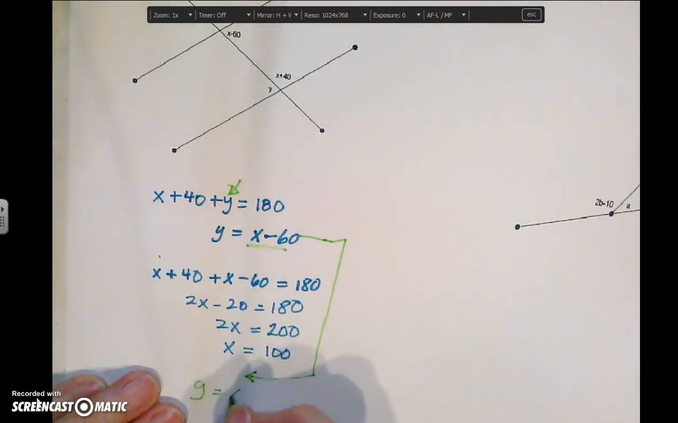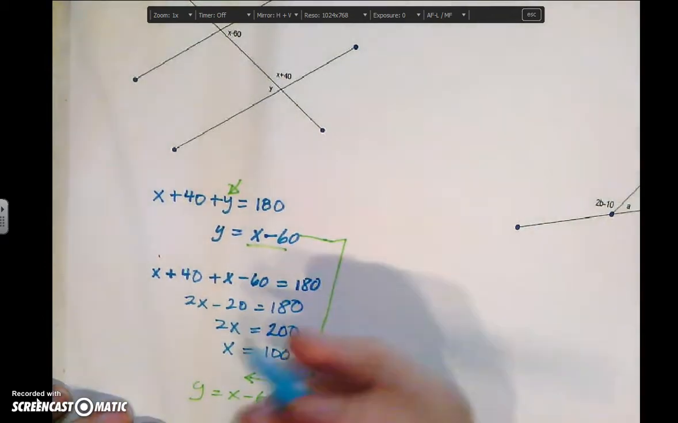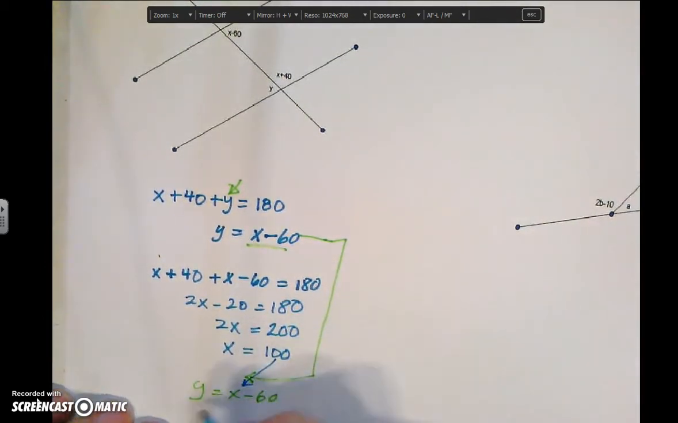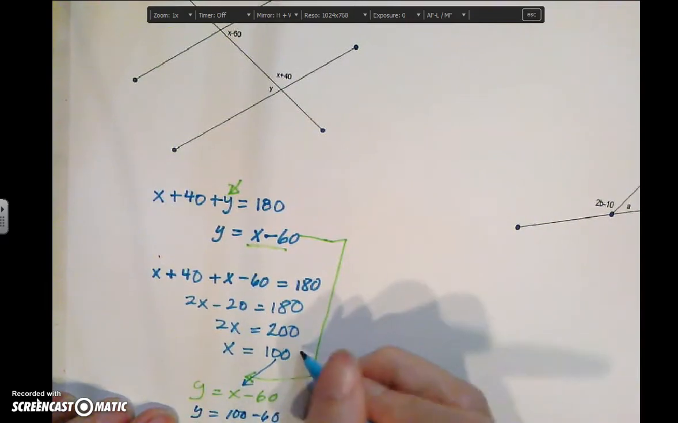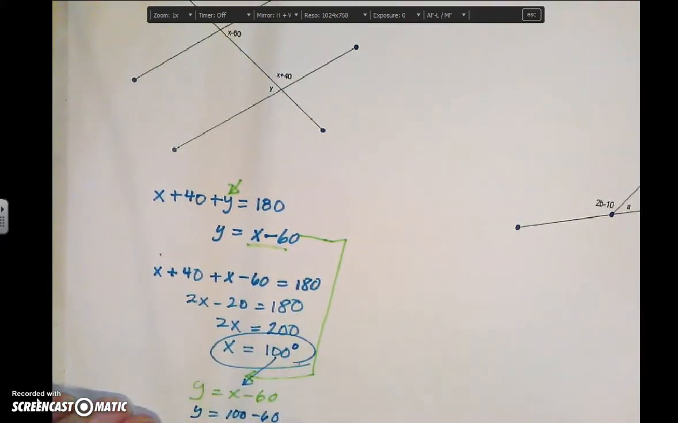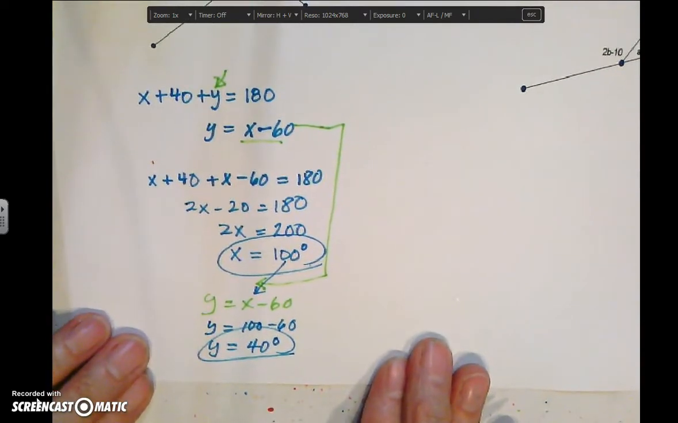So then if x is equal to 100, then we can bring this down here and substitute. So y equals x minus 60, and substitute our x in for that. So putting our x in right there, we get y is equal to 100 minus 60. So y is equal to 40. So we get 40 degrees and 100 degrees for our two answers.